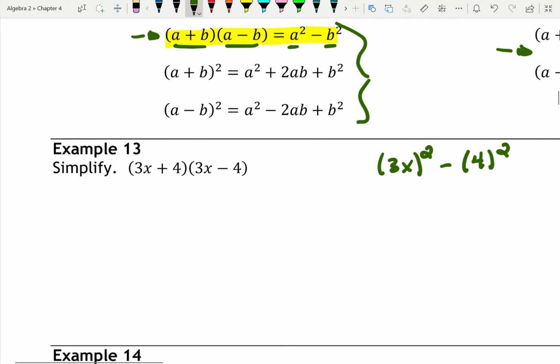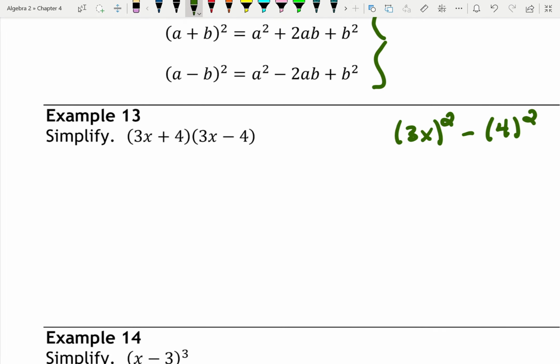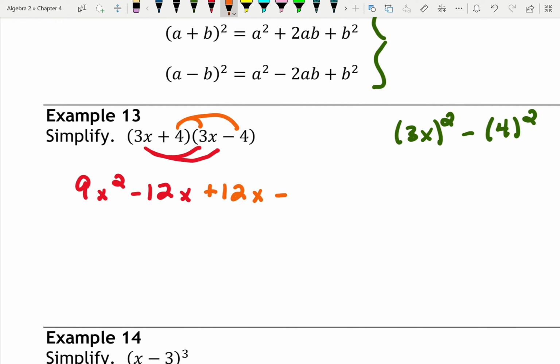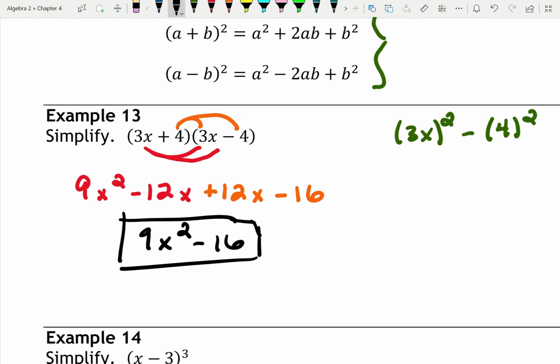But normally, to start off, we just multiply it out like normal, like what we did on the previous page. I distribute out 3x and 3x is 9x squared. 3x and negative 4 is negative 12x. 4 times 3x is positive 12x. And then 4 times negative 4 is negative 16. Combining like terms, we get 9x squared minus 16. And that's our answer here.